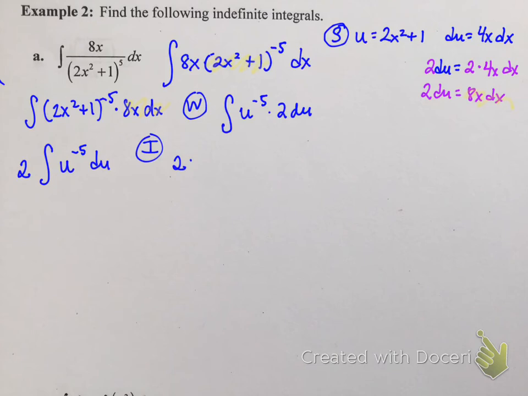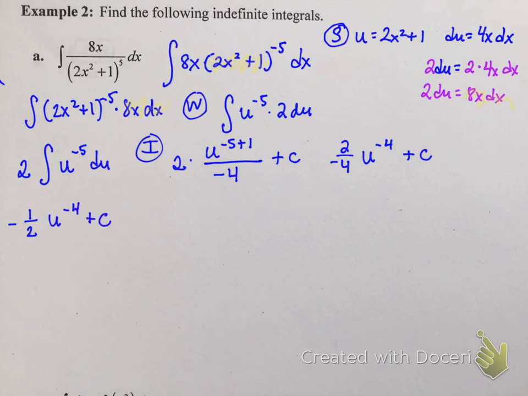So remember, I have u to the negative fifth plus 1, and it's going to be over that same value. So negative 5 plus 1 is a negative 4, right? So let's write this out as 2 over negative 4, u to the negative fourth power, plus c. Reducing this down again, we get negative 1/2 u to the negative fourth plus c.